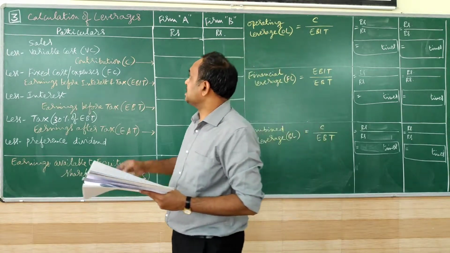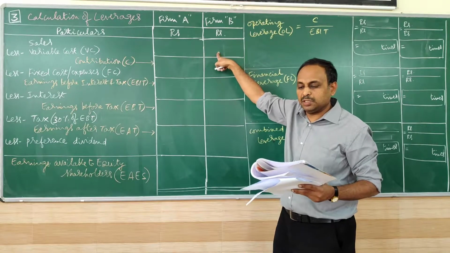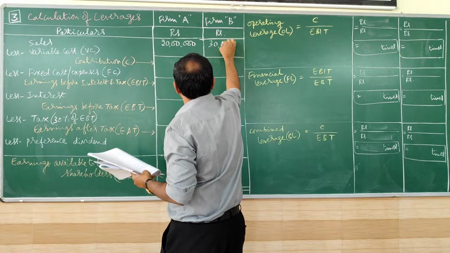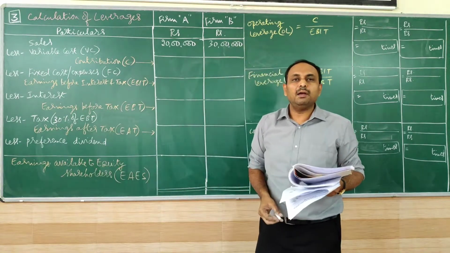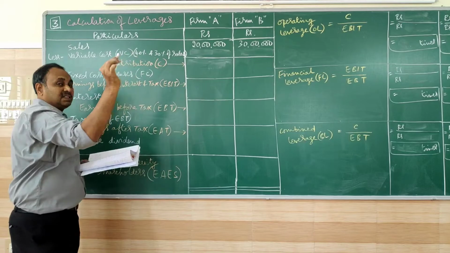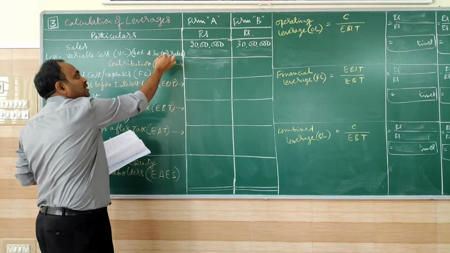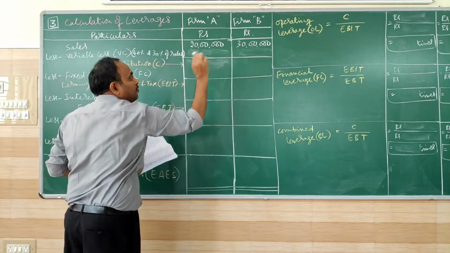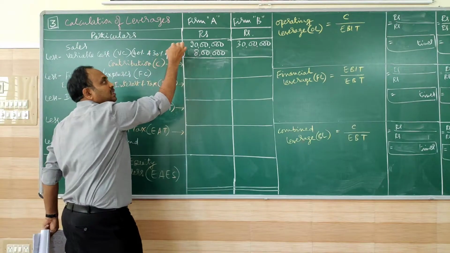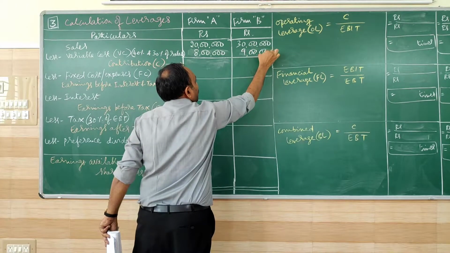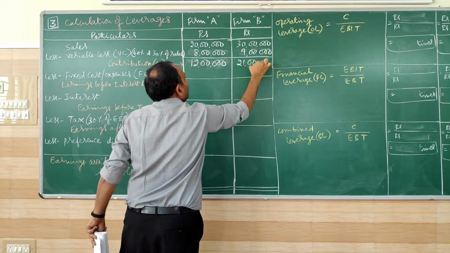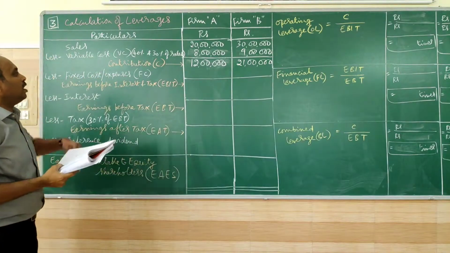So first one, we'll take the sales for firm A and firm B. I have made two columns here. Sales 20 lakhs for A, 30 lakhs for B. And variable cost, they are not given in amount, they are given in percentage. So they have given 40% of sales for A, 30% of sales for firm B. We will calculate that. 40% of 20 lakhs is 8 lakhs, and 30% of 30 lakhs is 9 lakhs. So the contribution for A is 12 lakhs, for B 30 minus 9, 21. So we have got the contribution here.